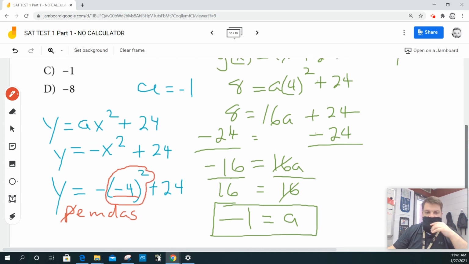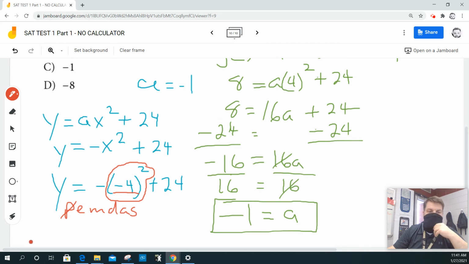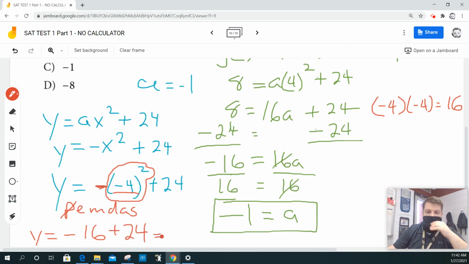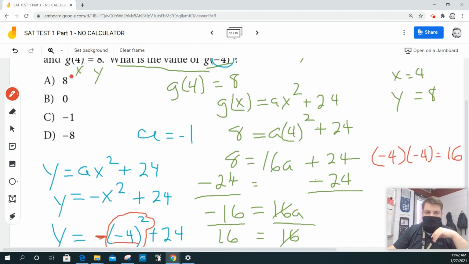So my very next line, the very next thing that I'm going to do is say y is equal to negative, what's (-4) squared? Well, let me write it out. -4 times -4 is what? Positive 16, because a negative times a negative is positive, but it's negative because of this negative sign. Plus 24. 24 minus 16 is 8. I think that was one of the options. And that's how you get a perfect score.